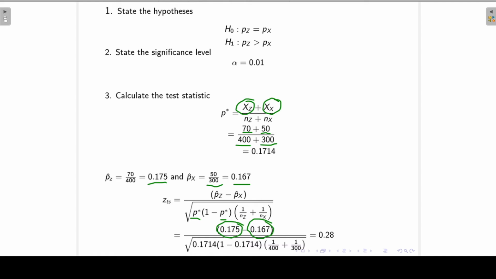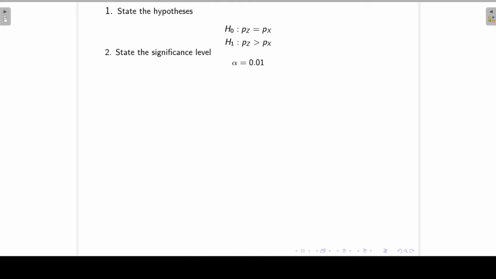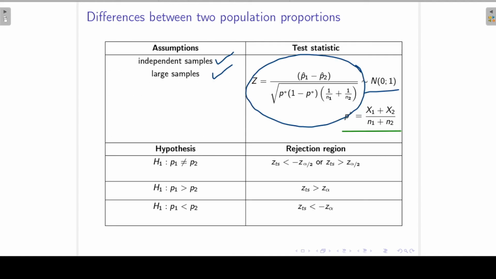So now in step 4, we will find the rejection region. Because our test statistic follows the normal distribution, we will find our critical value from the Z distribution, and we are testing a right-sided alternative. So our critical value and our rejection region will lie towards the right tail of the normal distribution.